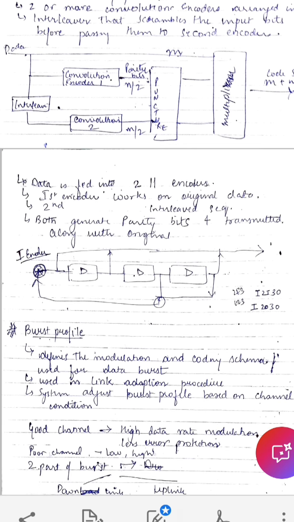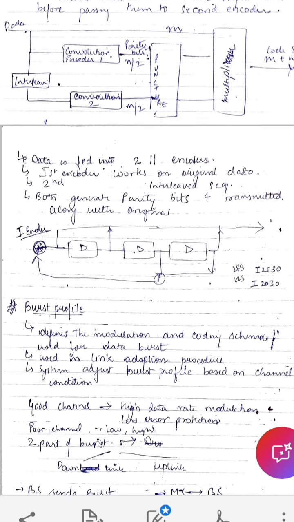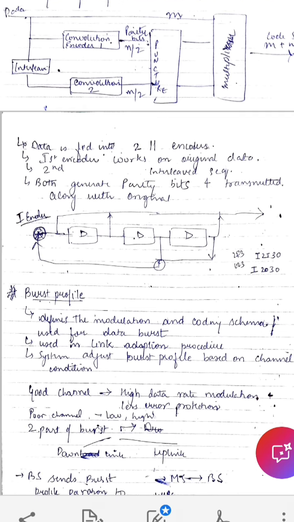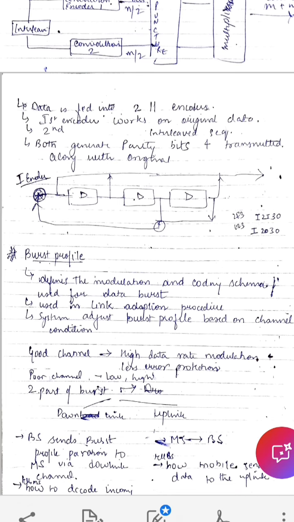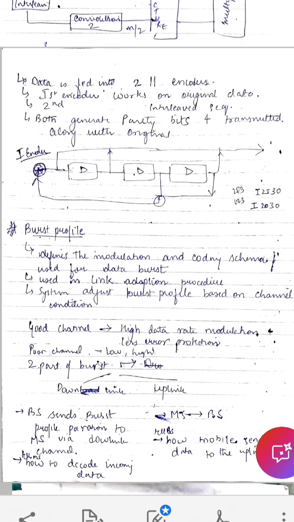Data is fed into both the encoders. In the first encoder, the original data is sent, whereas in the second encoder, the interleaved sequence is sent. Both generate the parity bits, which are transmitted along with the original signal to the multiplexer to generate a code sequence of m plus n bits. The convolution encoder diagram you can see.